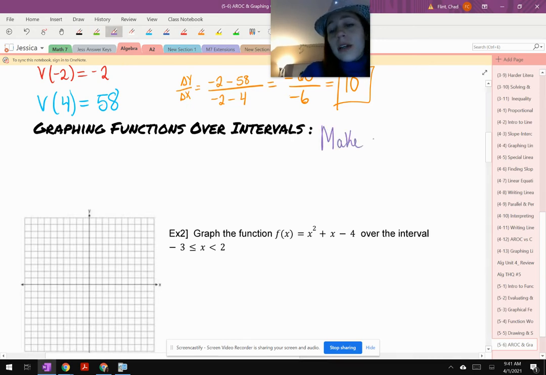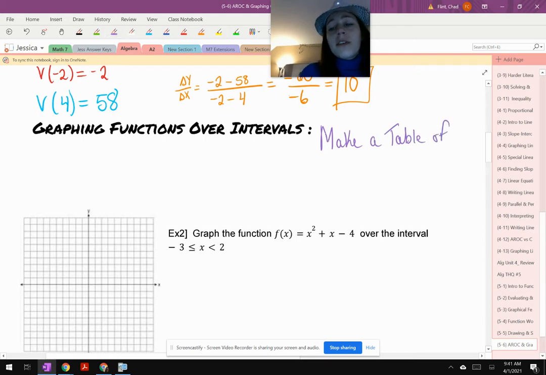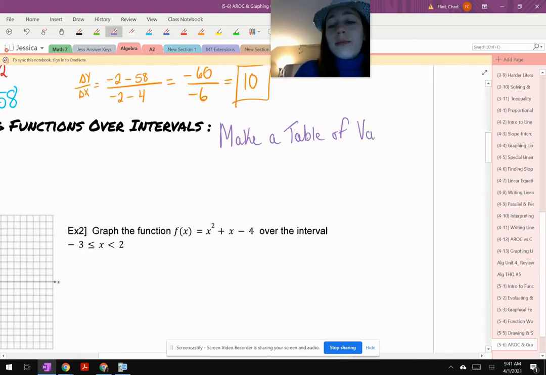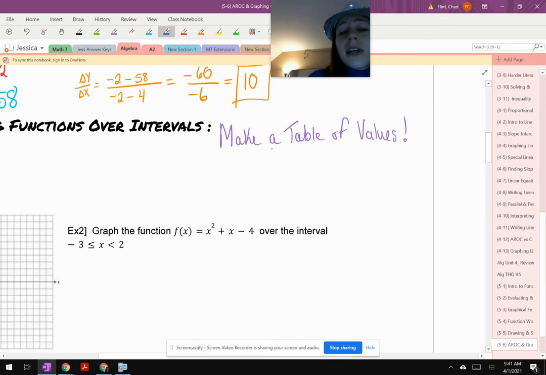So make a table of values. That will help you plot points. And when you're using and making the table of values, just like we did in the problem above, use your calculator to help.